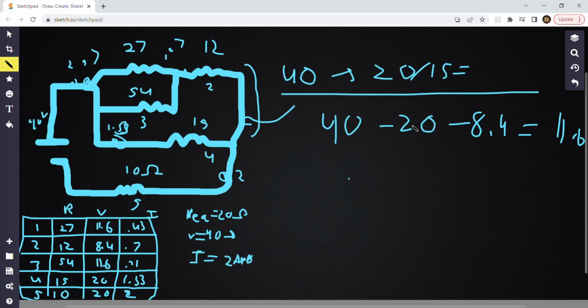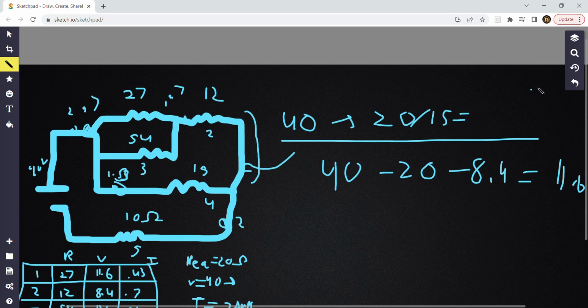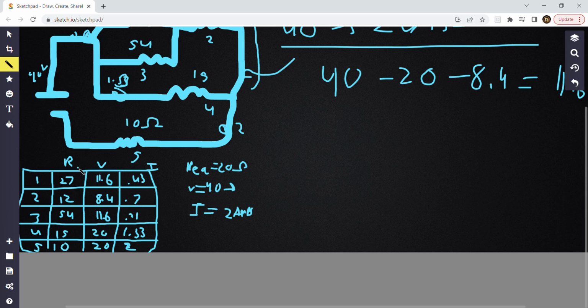So that's how you solve the total system. We just label these R ohms, V volts, I A. Alright, there you go.